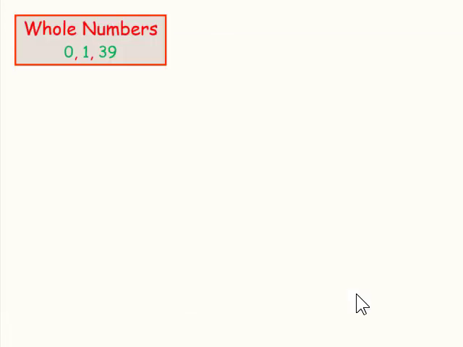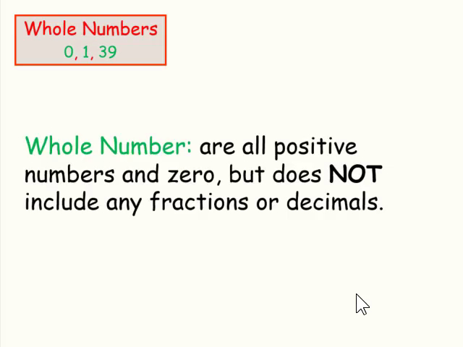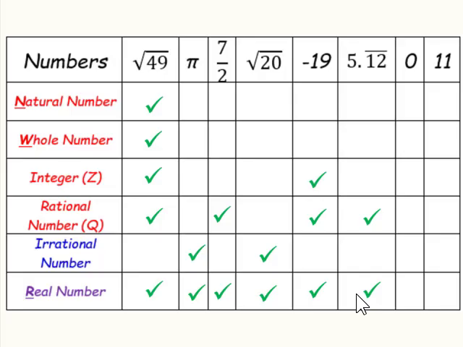0. 0 is a whole number. Whole numbers are all the positive numbers and 0, but does not include any fractions or decimals. So since 0 is a whole number, we also know it must be an integer, a rational number, and a real number.